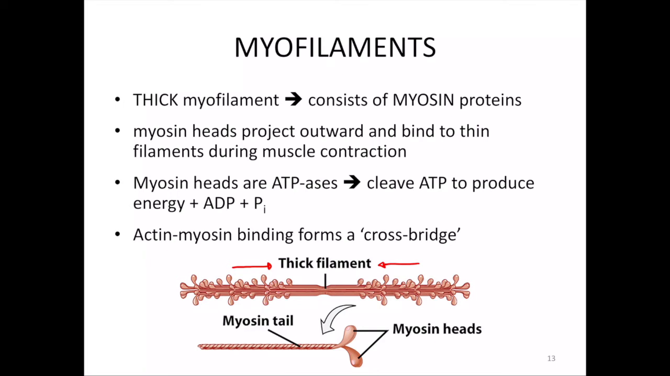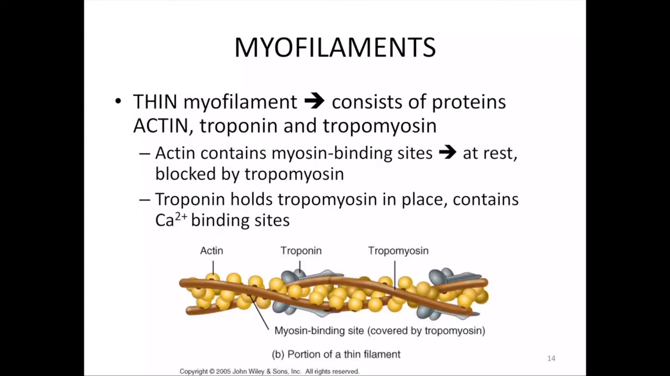Now, while myosin myofilaments generally consist of the myosin proteins all put together, the thin myofilament, actin, actually consists of three different proteins. It consists of actin, which is this one over here that looks like little balls. They actually look like olives.